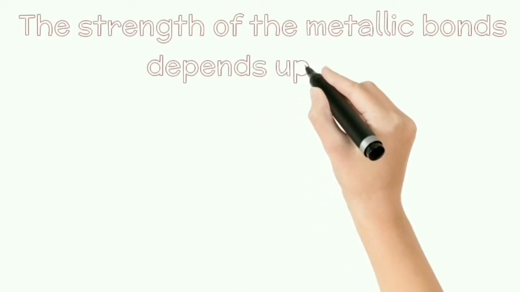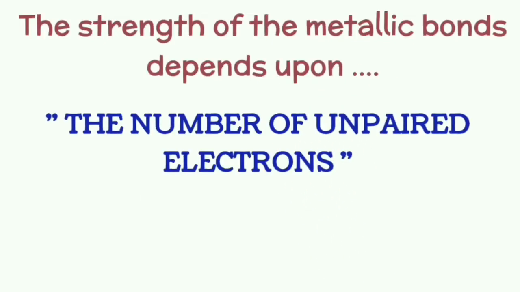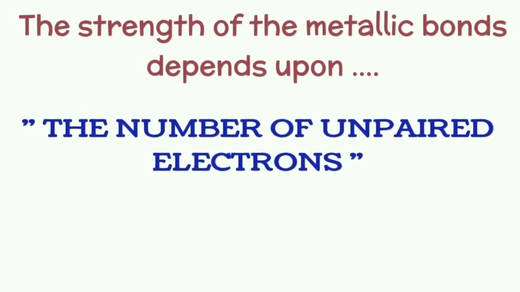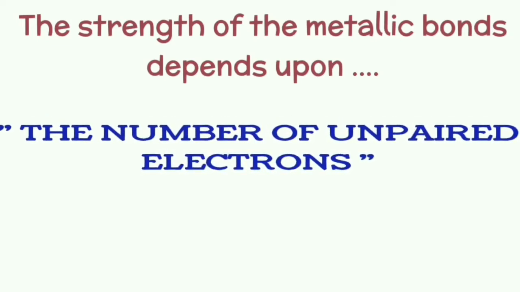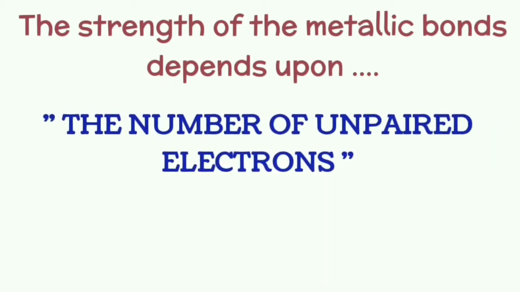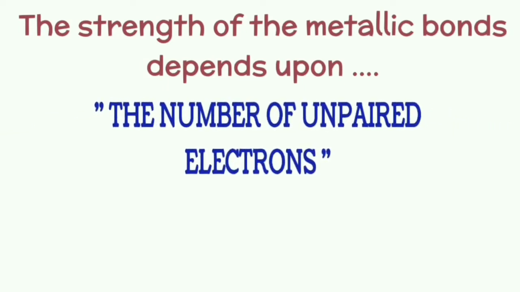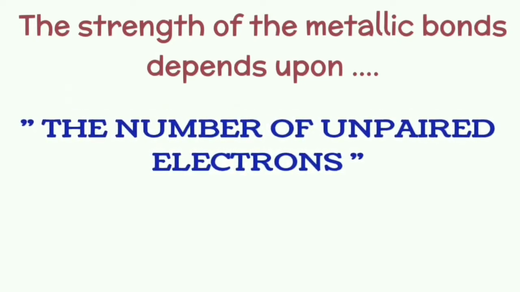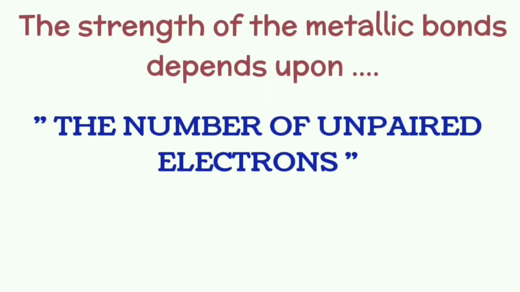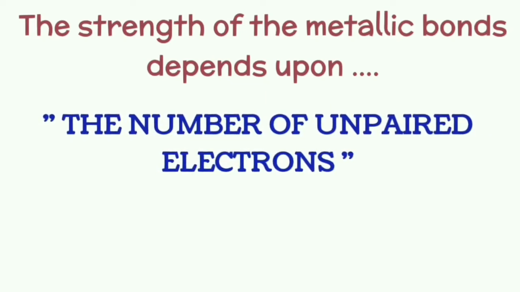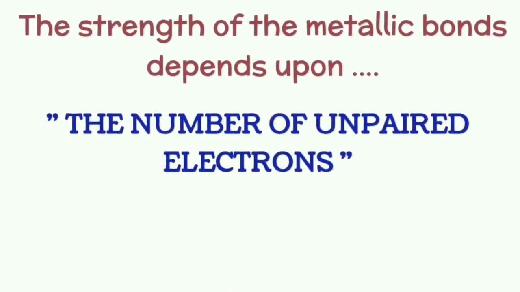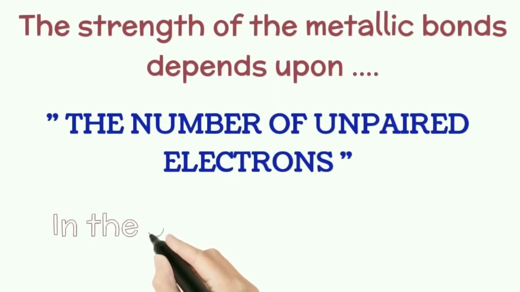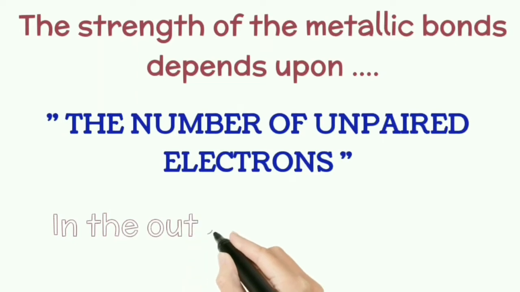So the strength of the metallic bond depends upon, the very key point, the number of unpaired electrons in the outermost shell of the atom. It should have some number of unpaired electrons in the outermost shell of the atom. Unpaired means single electrons, electrons that are not paired but single. For whichever metal there are many such electrons, the bonding of that metal will be strong and the strength will be higher. If you look at the beginning, the number of unpaired electrons is 1, 2, 3, 4.